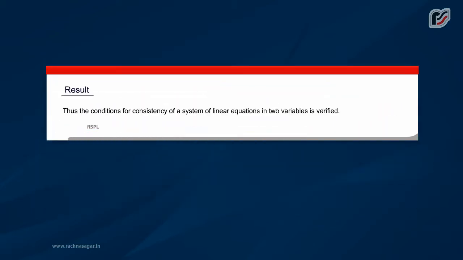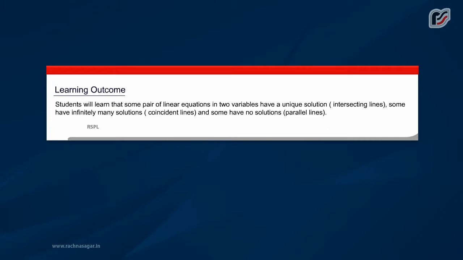Result. Thus, the conditions for consistency of a system of linear equations in two variables is verified. Learning outcome. Students will learn that some pair of linear equations in two variables have a unique solution, intersecting lines, some have infinitely many solutions, coincident lines, and some have no solutions, parallel lines.